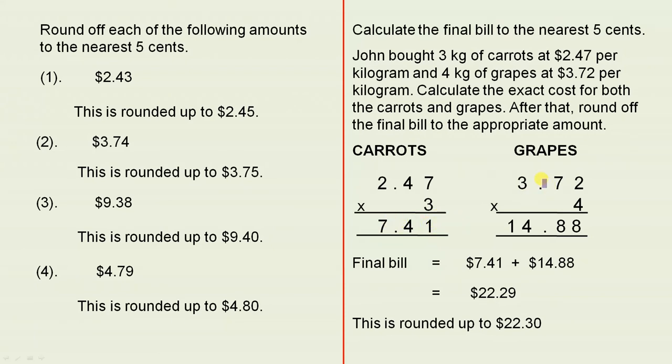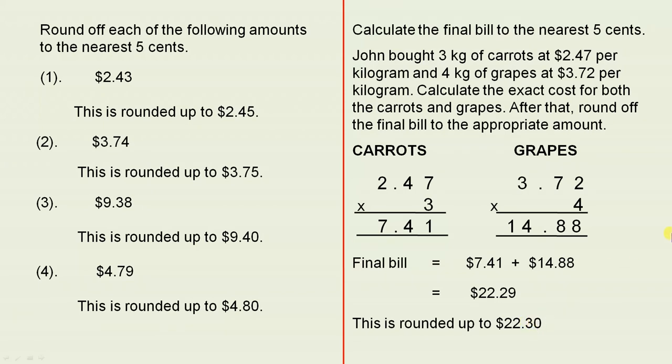For the grapes, we have $3.72 times 4. That's $14.88. So the final bill will be $7.41 plus $14.88. When you add those two together, you get $22.29. Now we do the rounding off. Because that's a 9, we round up, because 29 is closer to 30. So this is rounded up to $22.30, because you always have to go to the nearest 5 cents.